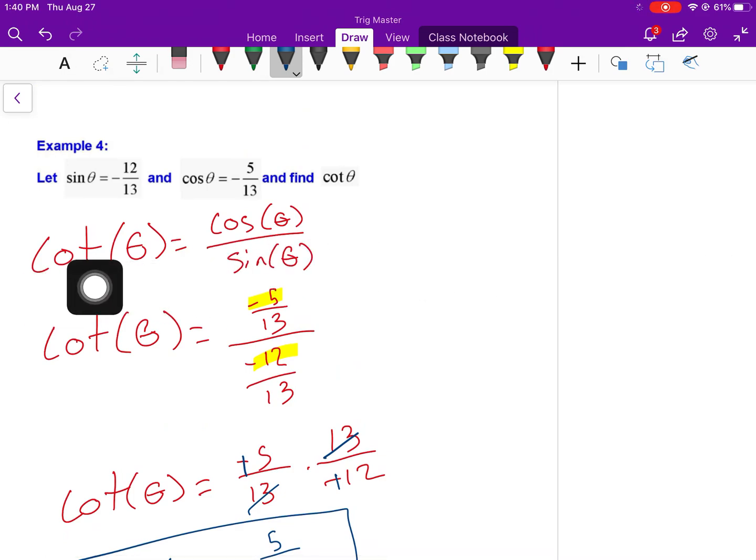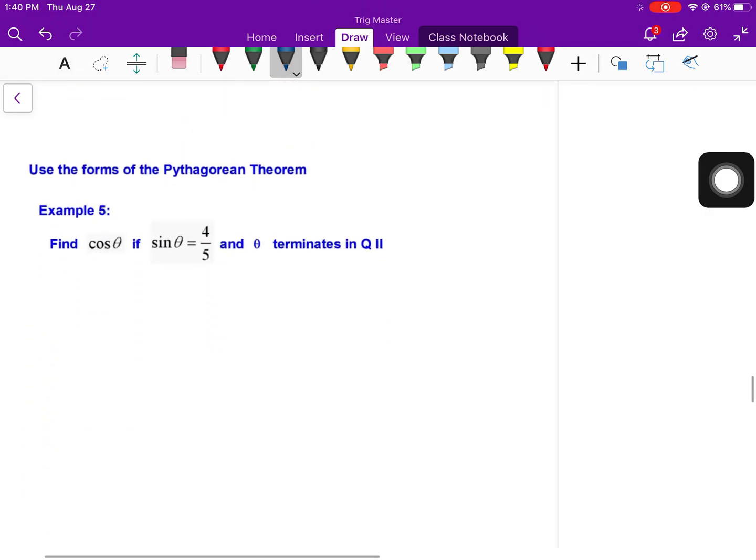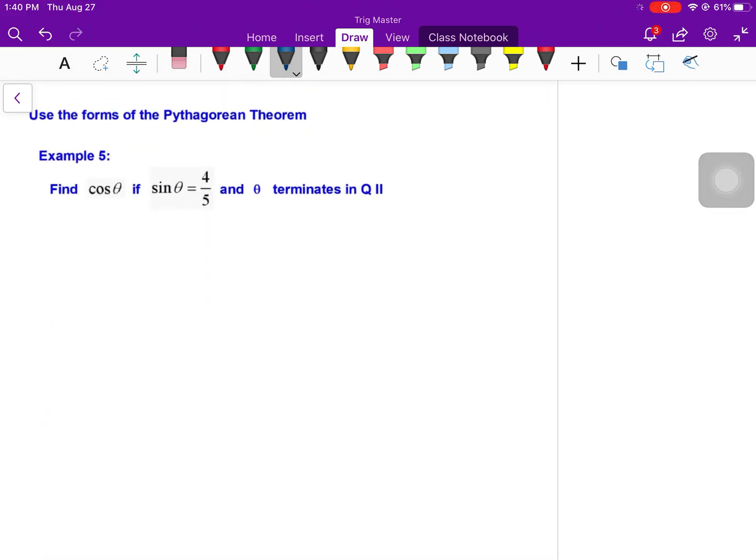Okay, if you can't remember what the cotangent ratio is, you can remember that tangent is sine over cosine. Do tangent, then take the reciprocal of it. That's how we get this other identity.